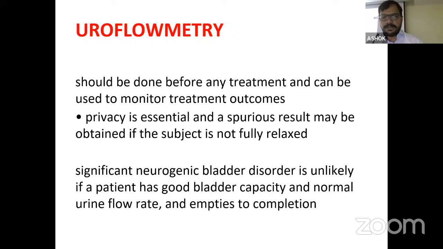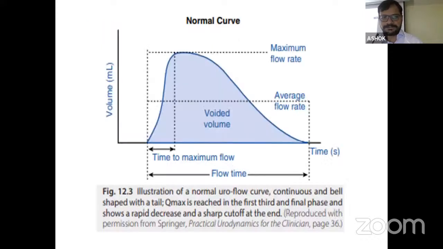Significant neurological bladder disorder is unlikely if the patient has good bladder capacity and normal urine flow rate and empties to completion. The normal uroflowmetry curve is bell shaped and Qmax should be reached in the first third of the phase, with a sharp cut off at the end.